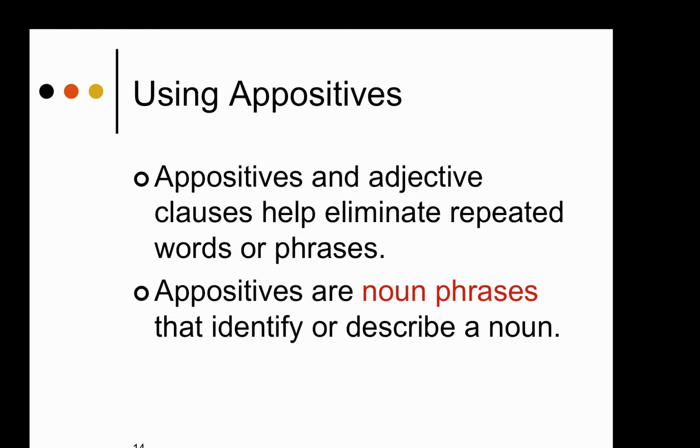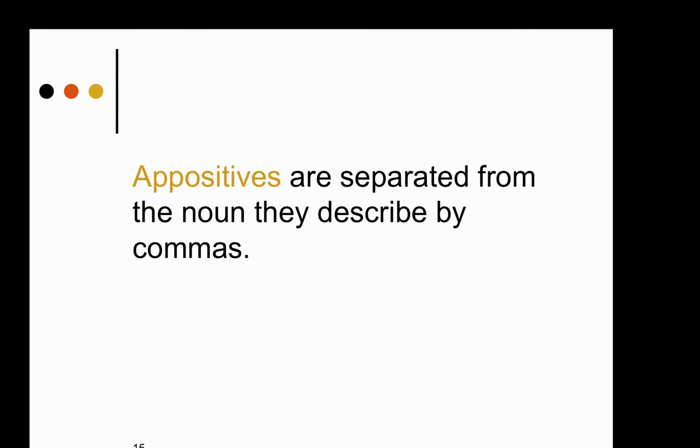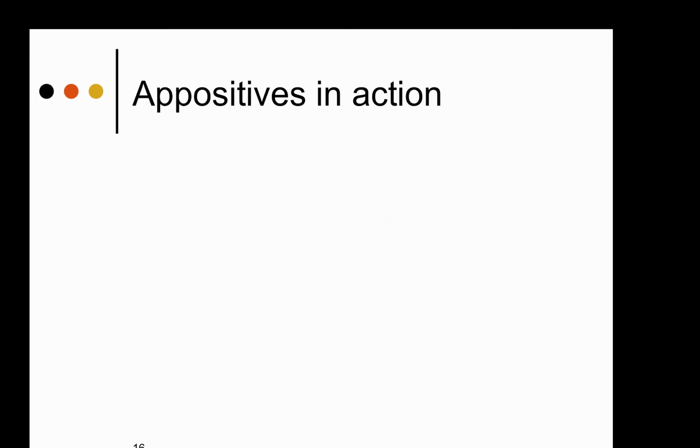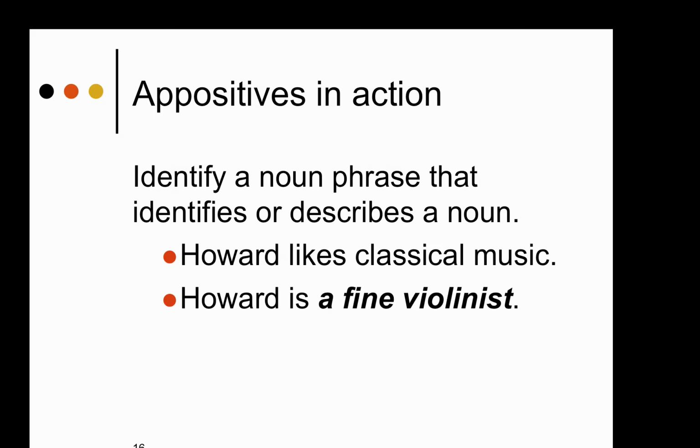We can also use appositives. Appositives and adjective clauses help eliminate repeated words and phrases. Now, appositives are noun phrases that identify or describe a noun. Appositives are separated from the noun they describe by commas, usually. Let's look at how this works. Identify noun phrase that identifies or describes a noun. So, Howard likes classical music and Howard is a fine violinist.